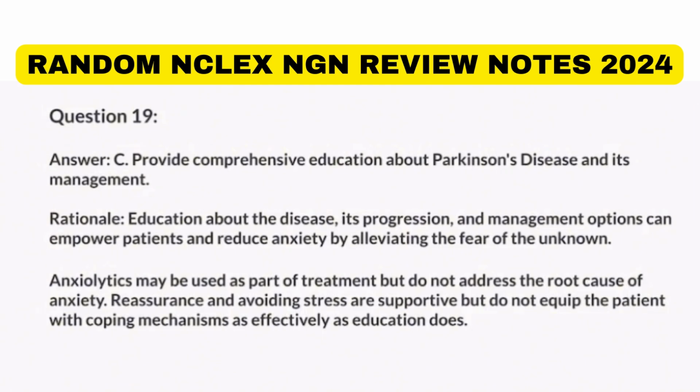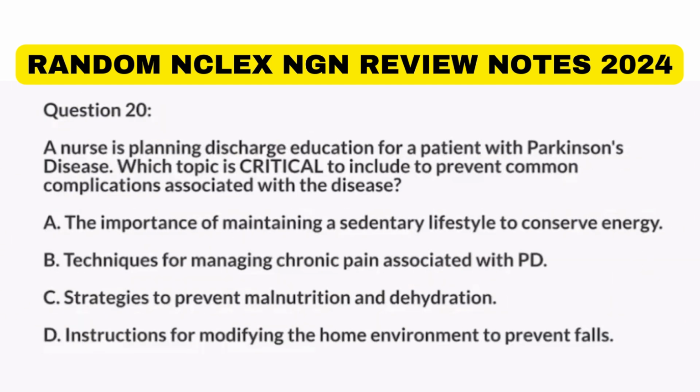Reassurance and avoiding stress are supportive but do not equip the patient with coping mechanisms as effectively as education does. Question 20. A nurse is planning discharge education for a patient with Parkinson's disease. Which topic is critical to include to prevent common complications associated with the disease?